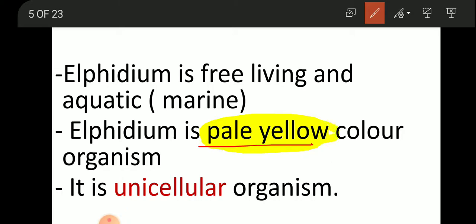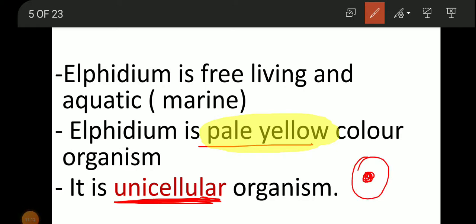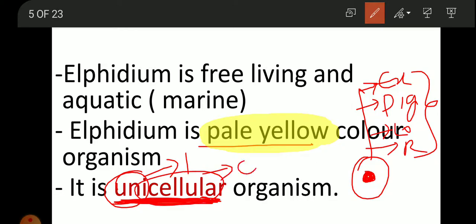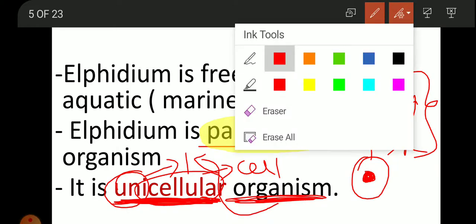It is a unicellular organism. That means it has only one cell, and one cell will perform all functions like excretion, digestion, locomotion, reproduction, whatever it may be. All the metabolic activities are carried out by only a single cell. So it is called unicellular. Uni means one, cellular means cell. The organisms which have only one cell are called unicellular organisms.